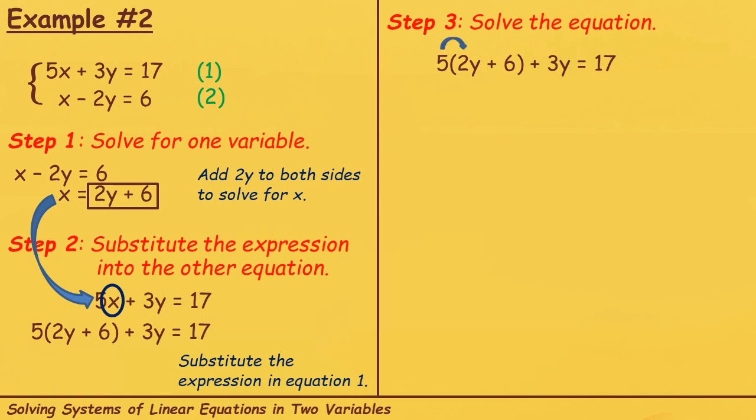5 will be multiplied to 2y. Okay, and that is 10y. Also, 5 times 6, that will give us 30. Copy the remaining terms. Plus 3y is equal to 17. So, dito sa naging nakuha natin, meron palang similar terms. Similar terms ay 10y at 3y. Pwede natin silang ipag-combine. So, 10y plus 3y is equal to 13y. Just copy the remaining terms. Plus 30 is equal to 17.